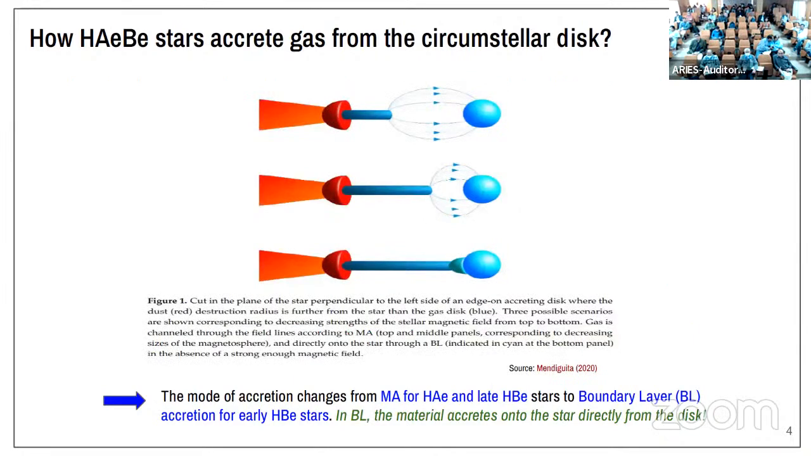Then I'll just explain with the cartoon. So in the top panel, this is based on the stellar spectral type. This is the classical T Tauri star. You see the strong magnetic field, which is accreting from a larger distance from the disk, and it's fine. Then when we come to intermediate mass Herbig stars, the magnetic field strength reduces, so the distance from which it accretes also decreases. And when it comes to early Be stars, the magnetic field is less, so the disk directly meets the star, and it's known as boundary layer accretion. So there are many indications that the mode of accretion changes from magnetic accretion for Herbig Ae and late Herbig Be stars to boundary layer accretion for the early Herbig Be stars.